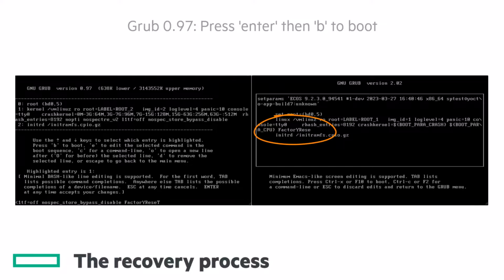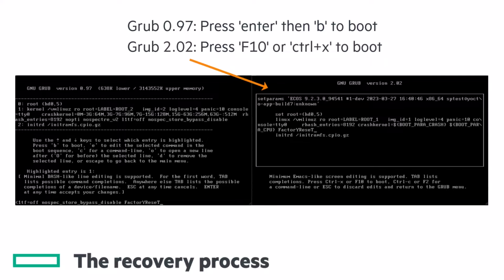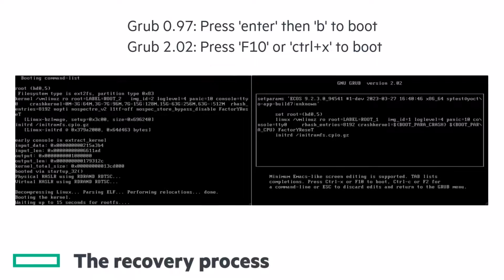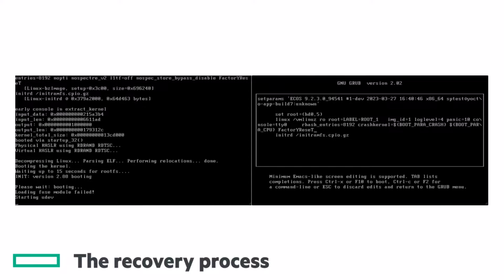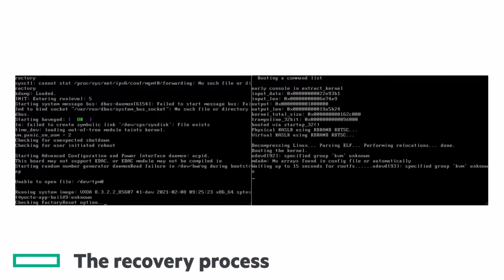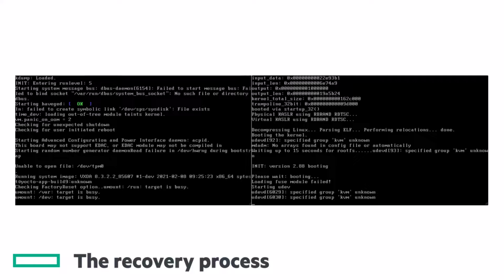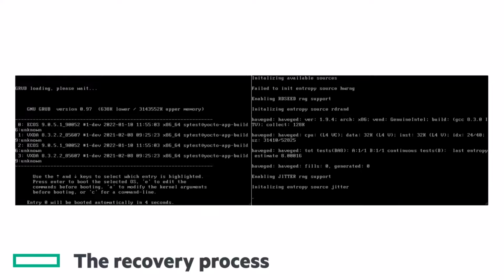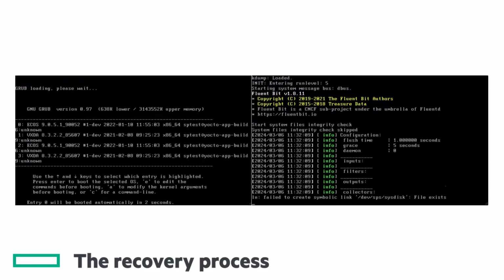For GRUB 0.97, press the enter key, then B to boot. For GRUB 2.02, press F10 to boot. The appliance will then boot up, and towards the end you'll see Checking Factory Reset option, Removing Current Active Configuration, Forcing Initial Configuration. Upon boot completion, the hostname should have changed to silverpeak-abcde or similar.